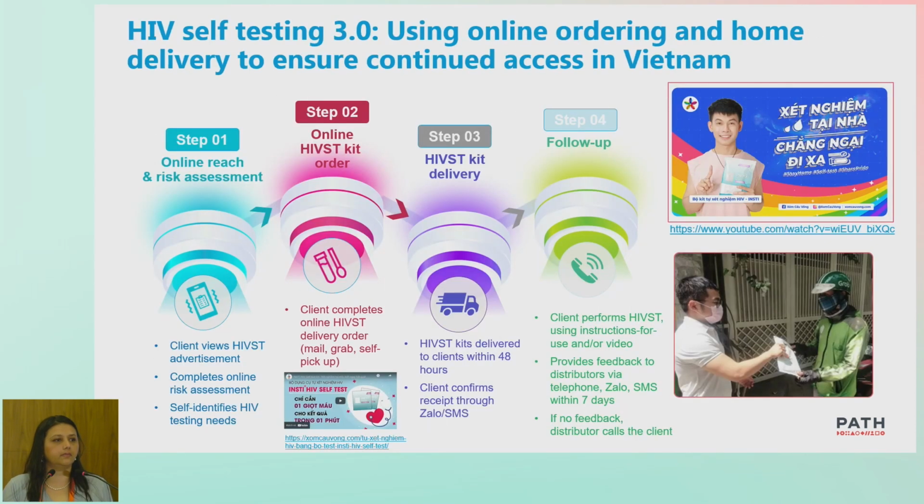Again, another important example from Vietnam, where a website has been developed. You can order your test kit online. It just gets delivered to you through a courier service or a food delivery app, like any other parcel that might come to you, and you can report your result.